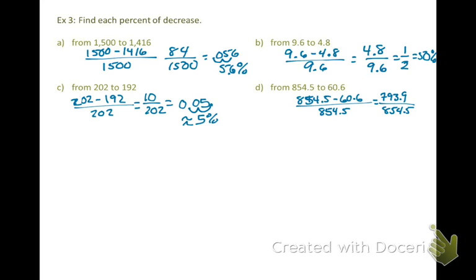I have 0.929. Oh, I did 8, 4, 5. So it's 0.93, and that's rounding it, so it's 93%.